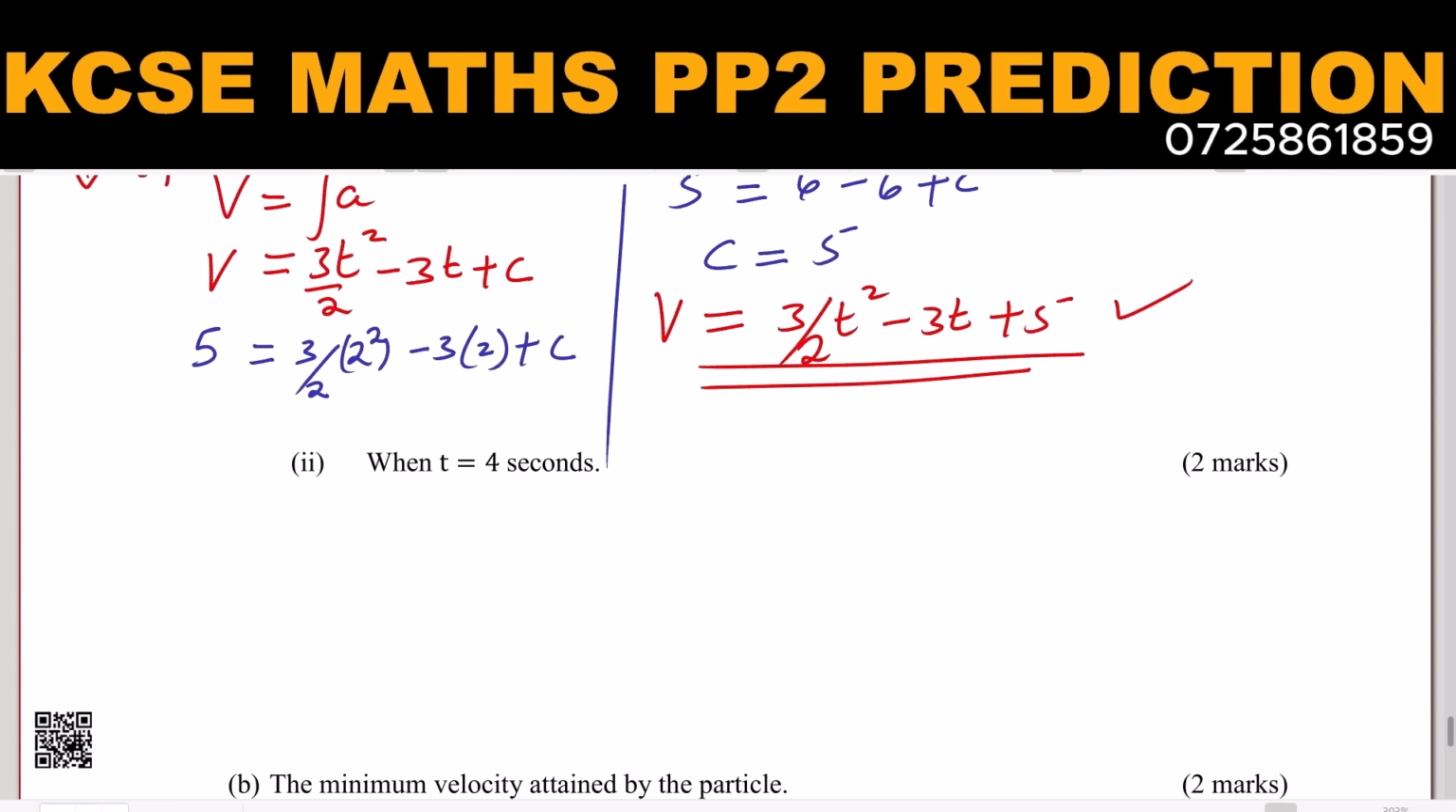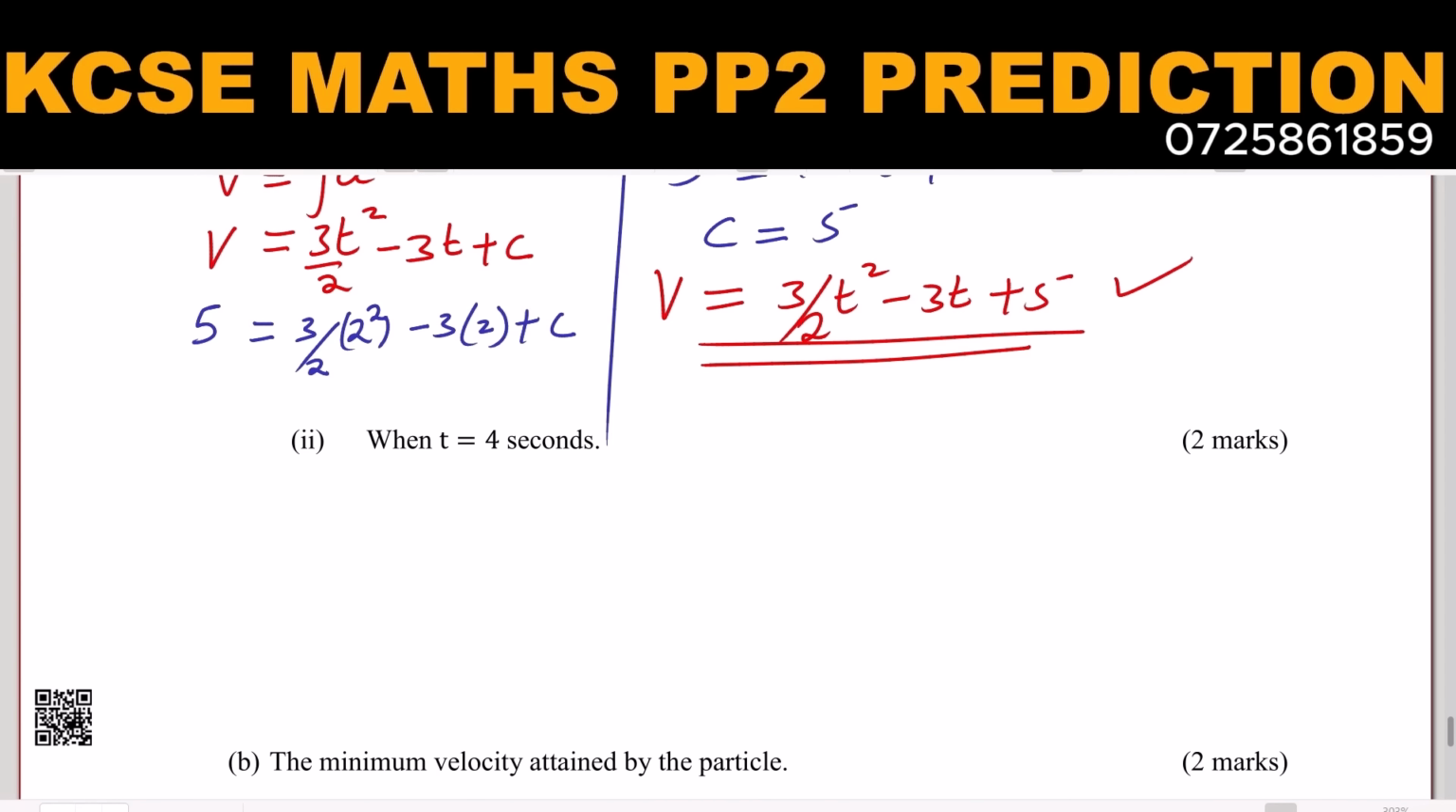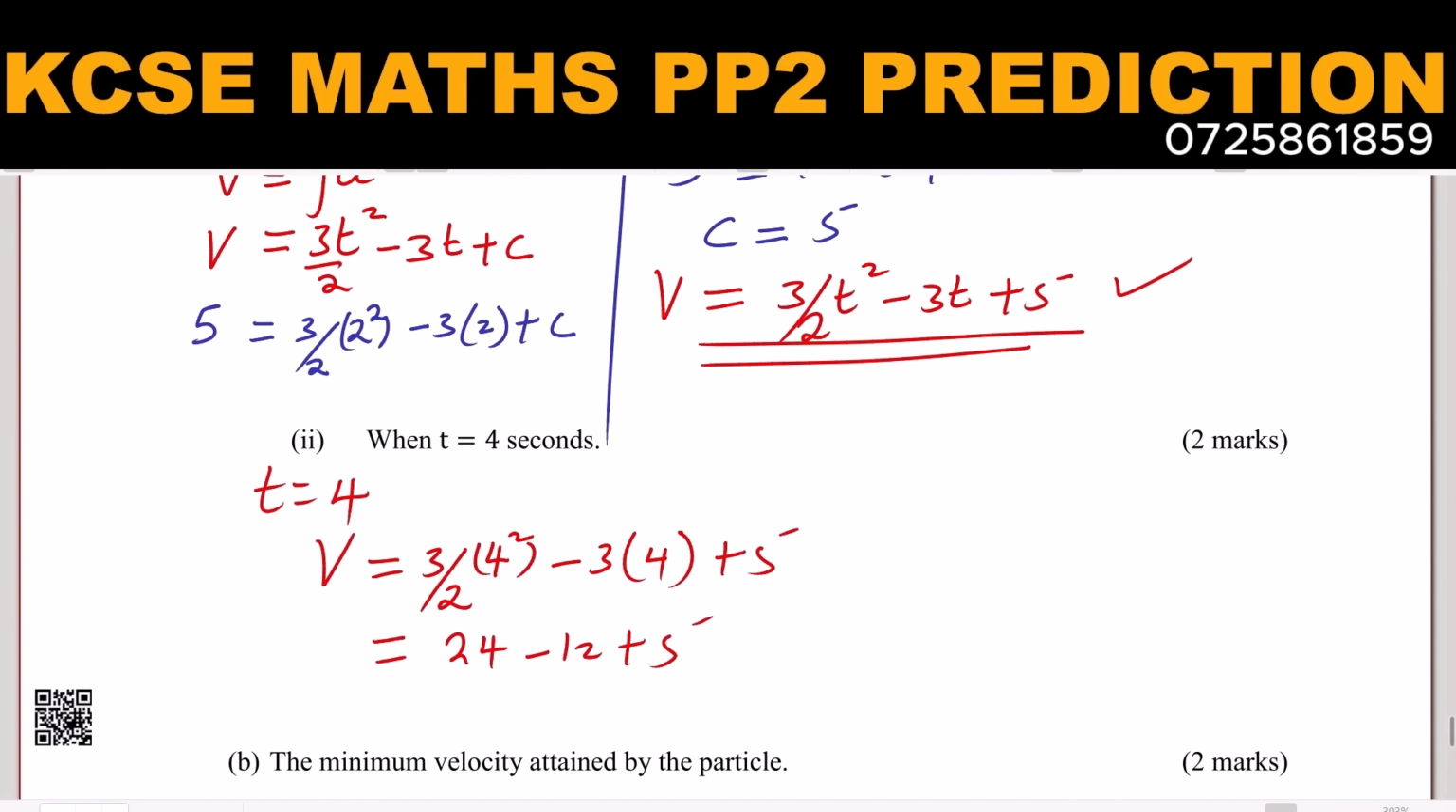Then part 2: when t is equal to 4 seconds, you're supposed to find the velocity. So just simply t is equal to 4. Take the expression for velocity, 3 over 2, then t is 4, so that will be 4 squared minus 3. You just substitute where you have t, then plus 5. So this will be 16 by 2, that will be 8. So this will be 24 minus 12 plus 5, and this will give you 17 meters per second.